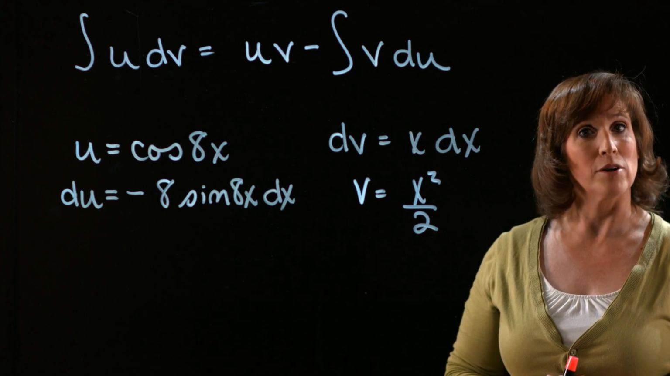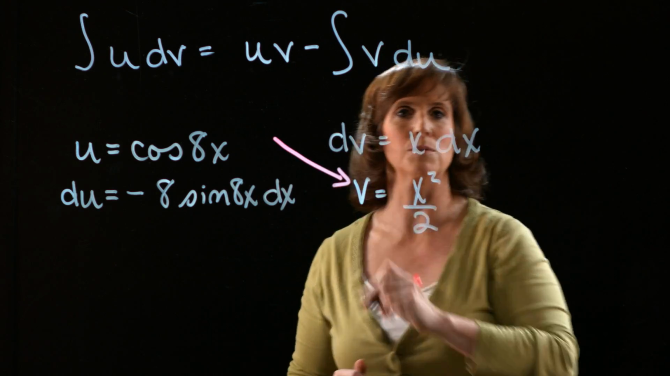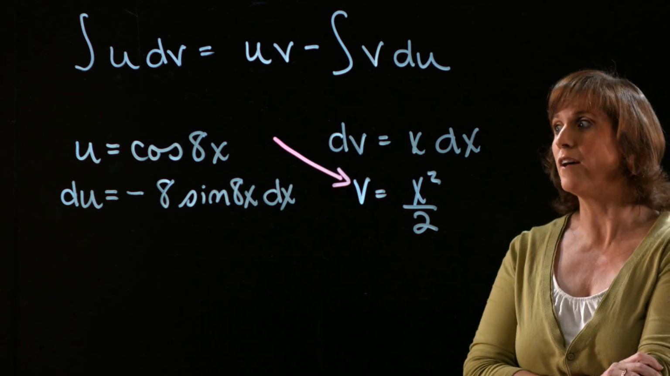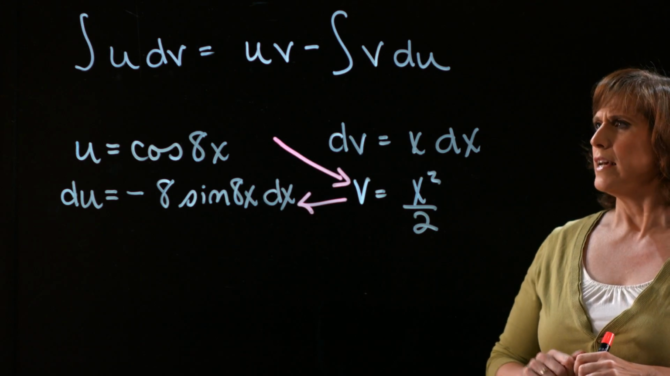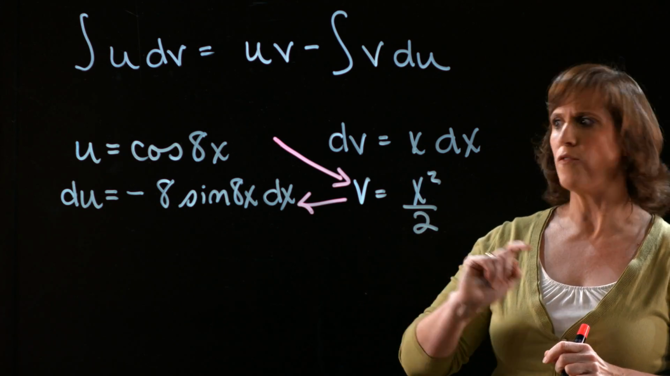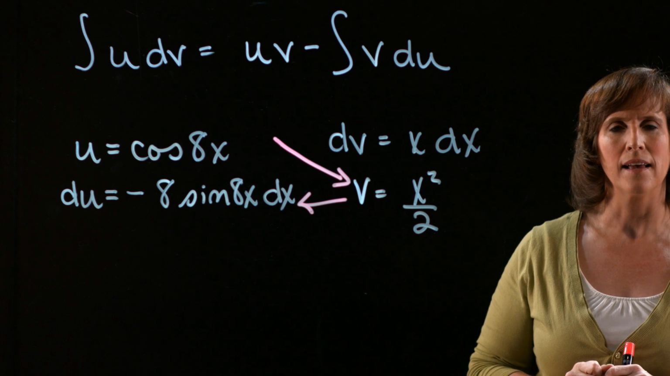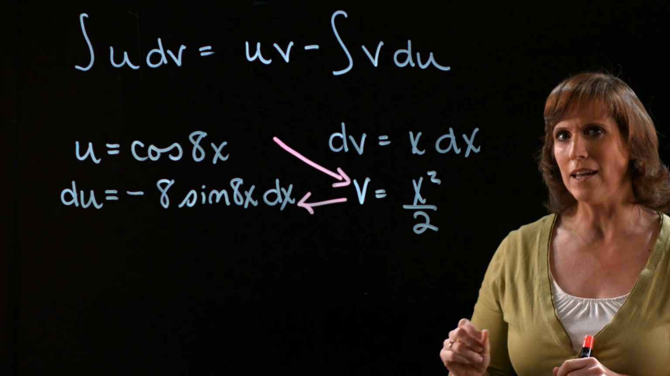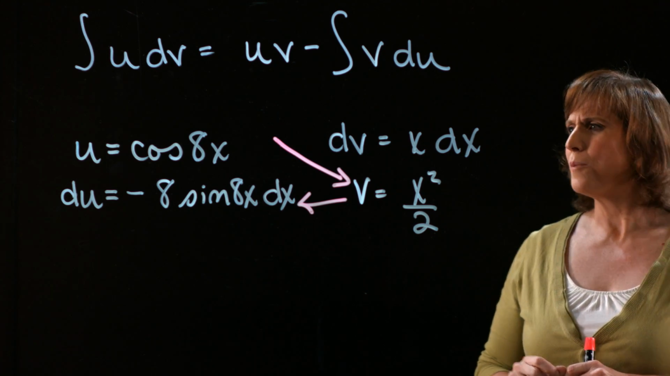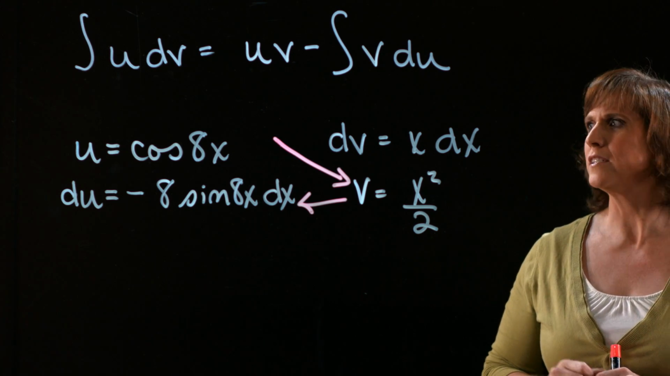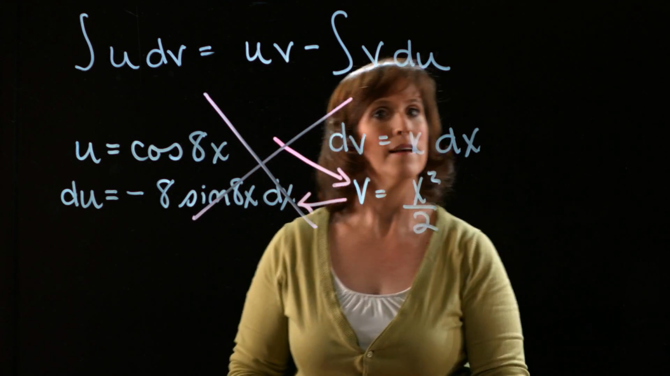Now, what does integration by parts tell me to do? It tells me to multiply u and v together. So these are these two terms multiplied together. And subtract the integral of v du, which will be those two terms. All right, I'm going to need to integrate x squared divided by 2 times minus 8 times the sine of 8x dx. Now, the whole point of this was to make my integration easier. I think my integral just got more complicated. So I'm not sure that this is a very good choice for my u and dv. So we're going to cross this out and try again.